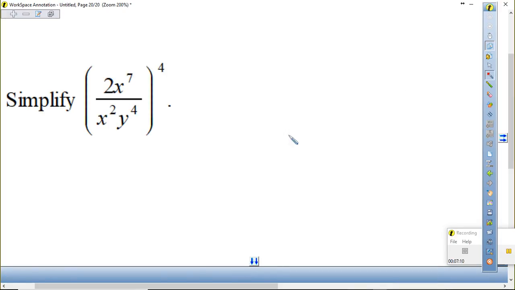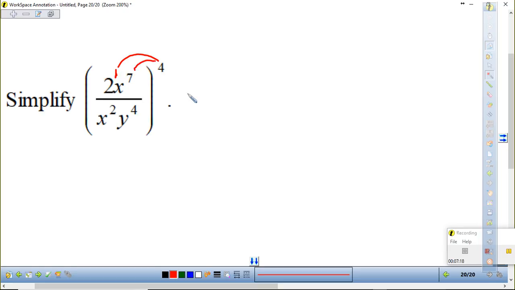This one, remember to place a 1 on whatever does not have an exponent. I want to start with the numerator. Distribute the exponent of 4 to both exponents, so that becomes 2 to the 4th, x to the 28th, over... Now I'm going to the denominator. 4 times 2 and 4 times 4. So this is x to the 8th, y to the 16th.